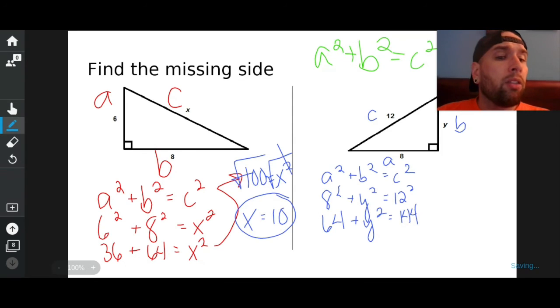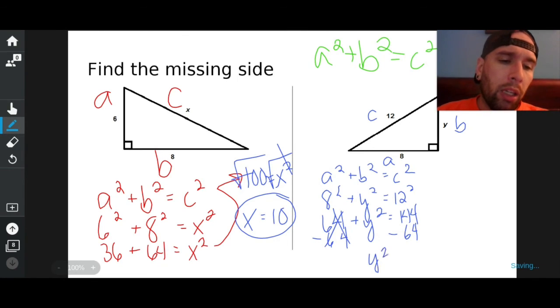Is Y all by itself? No. What's in the way? 64 first, so let's get rid of it. Let's subtract 64 from both sides. Y squared equals 80. Is Y all by itself? No. What's in the way? Square root it. What's the square root of 80?